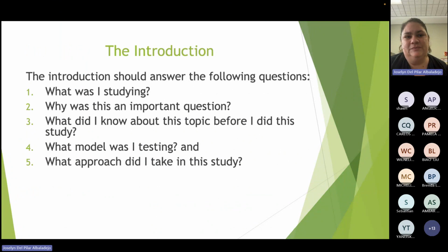So the introduction has to have certain types of questions answered, right? What am I studying? Why is this an important question? Has anyone done this before? How has it been studied? What am I actually doing that is different from others?